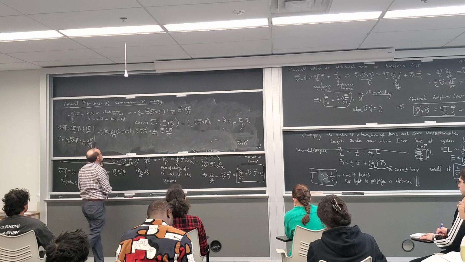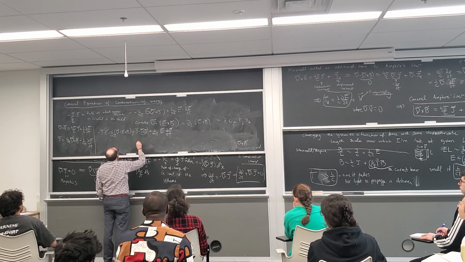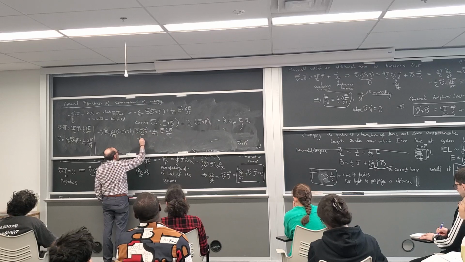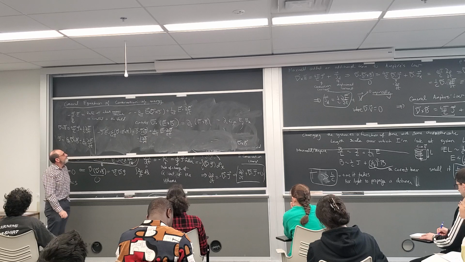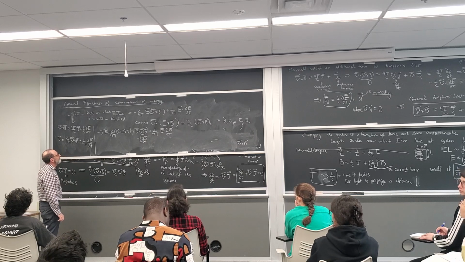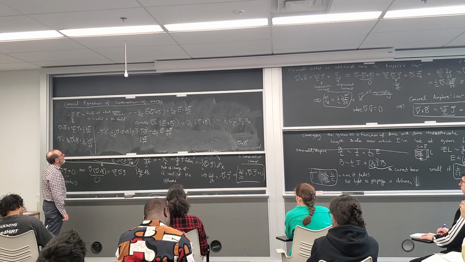Isn't the curl of E going to be minus? It is. So the curl of E is equal to minus 1 over c dB/dt. No, I mean, with the sign in front of that. Oh, no. I think it's right. I think it's right.